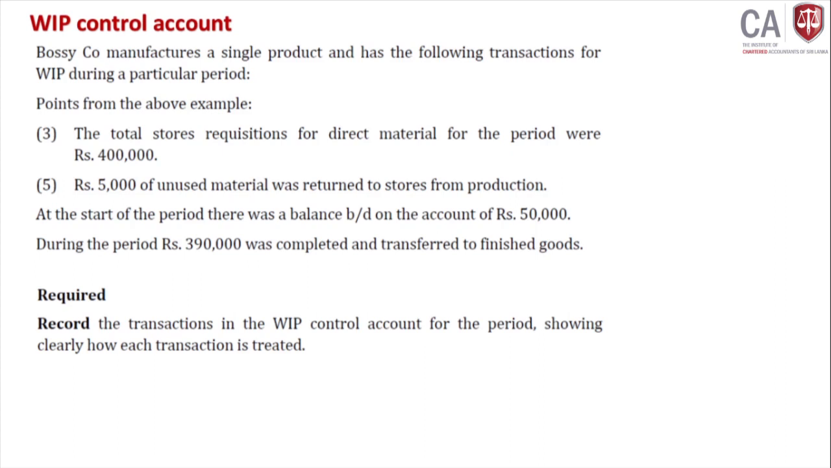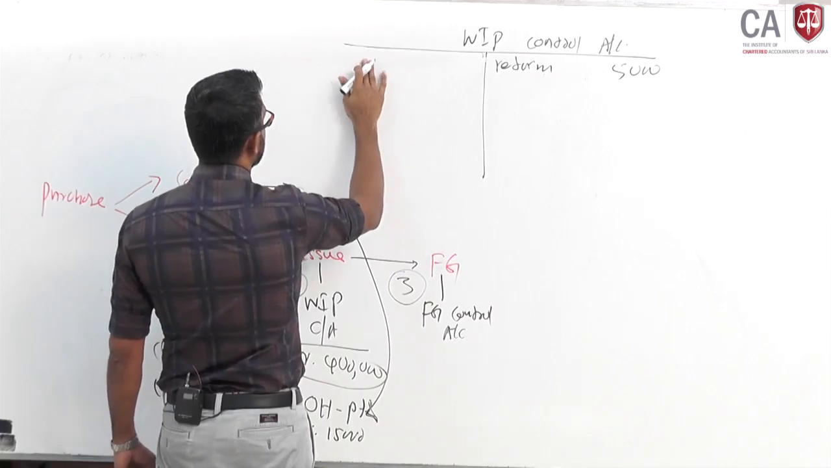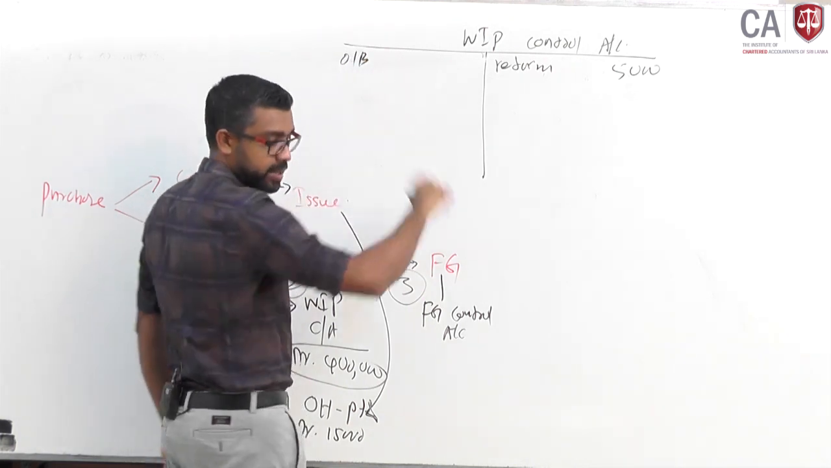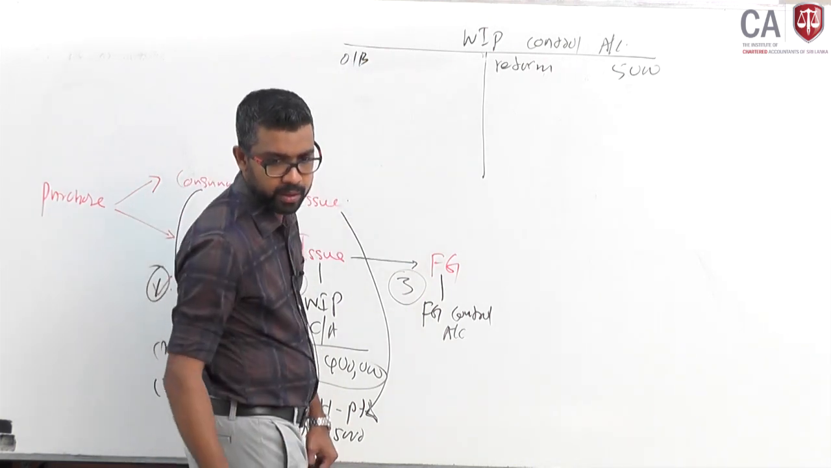Now, at the start of the period there was a balance brought down on the account, right? Opening balance. There was an opening balance that I have not included. Opening balance of how much? 50,000.